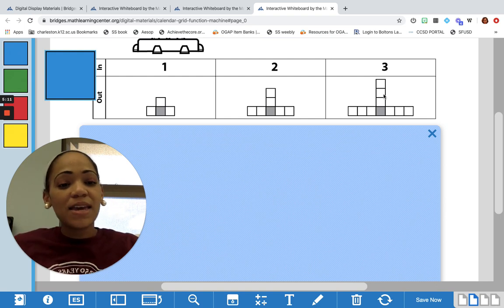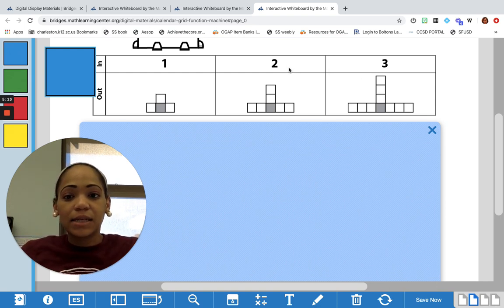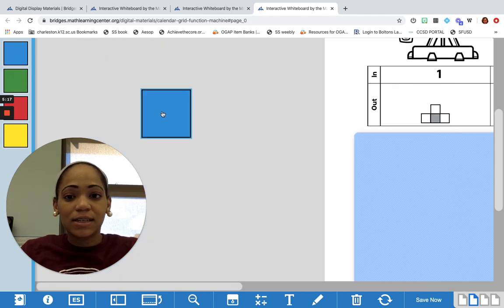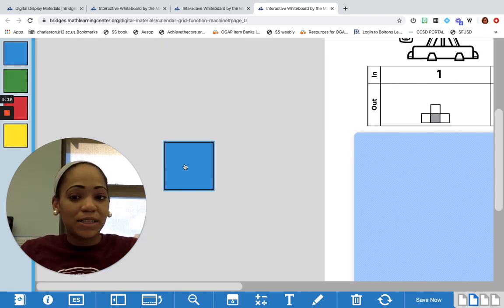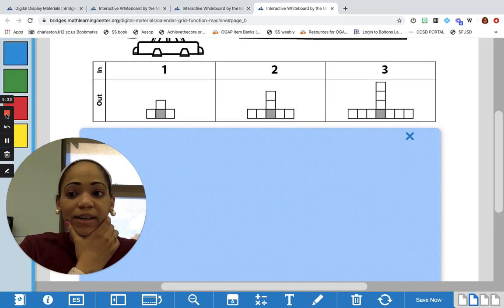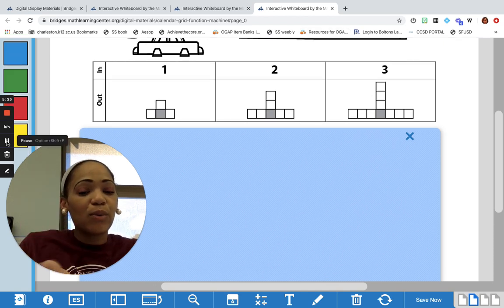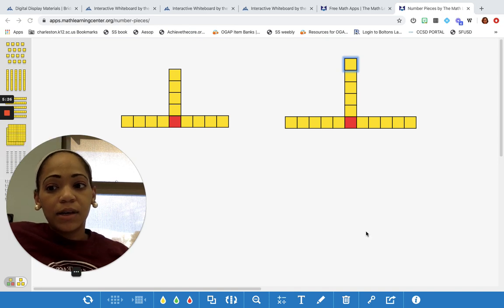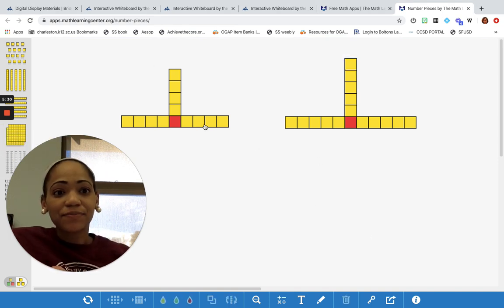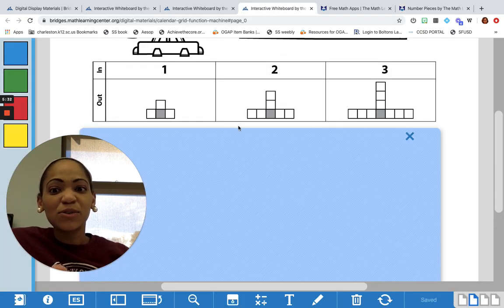So maybe you built something that looks like this. And these are really big tiles, so I might need to go to my Number Pieces app in order to show you what it could look like. So if you were to build it, does yours look like mine? Seems like it's still following the same pattern.